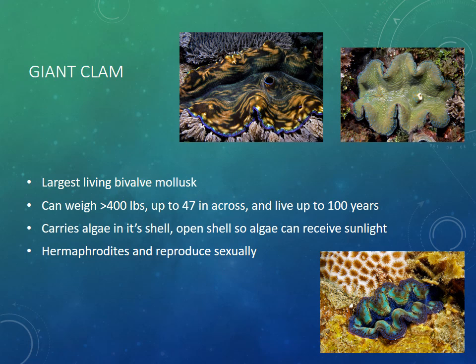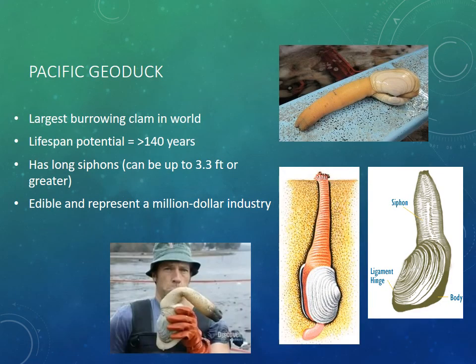But they're hermaphroditic usually, and they reproduce via sexual reproduction. They can't self-fertilize though. There's only about 10 living species of these things. And this odd-looking thing is one of the largest burrowing clams in the world, the Pacific Geoduck. Sounds like a Pokemon. It can live a very long time.